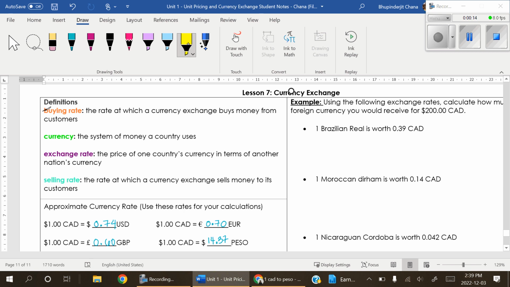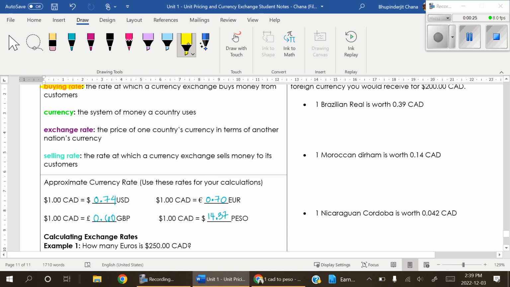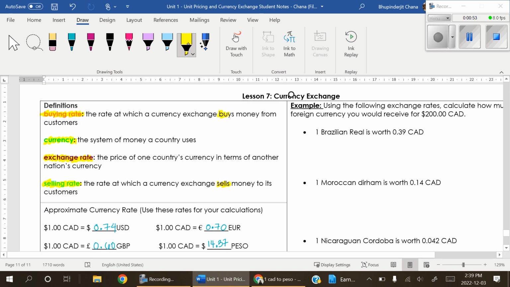So, first, we're going to start off with the buying rate. The buying rate is the rate at which a currency exchange buys money from customers. Currency is the money system used in countries. The exchange rate is the price of one country's currency in terms of another nation's currency. Nation's just another word for country. Selling rate is just like buying rate, but this time it's the rate at which a currency exchange sells money, whereas the buying rate is what we buy.